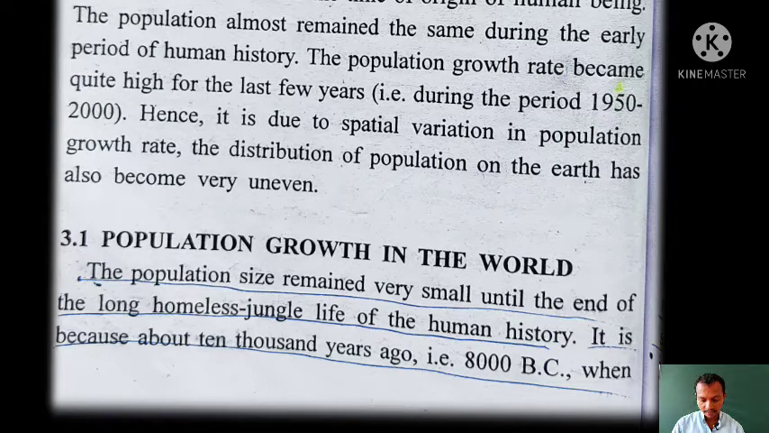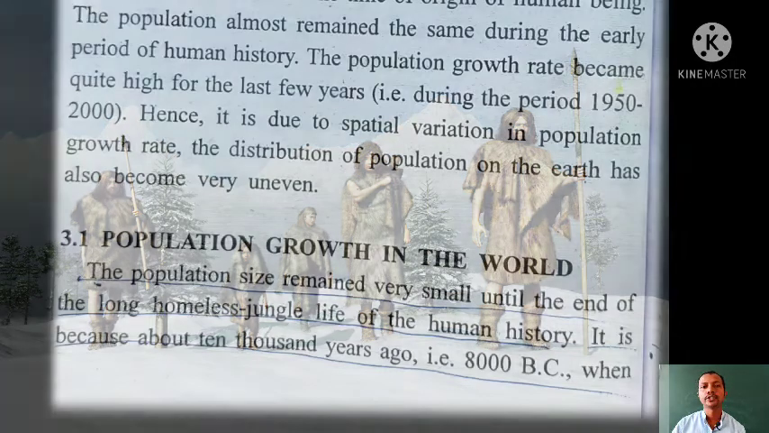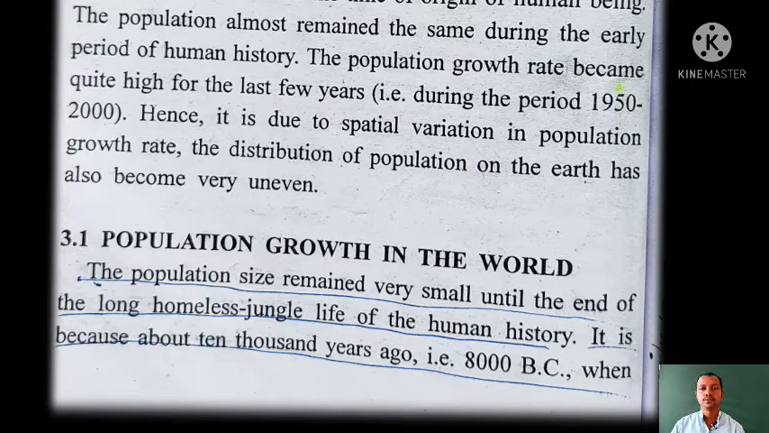long homeless jungle life of human history. When human beings were living as homeless, not staying in one place, they were just wanderers. They did not know how to make houses, did not know how to do cultivation, and went on moving from one place in search of food. Till those times the number of the human population was very little. But slowly it started increasing once people learned to reside in one place and learned to cultivate.